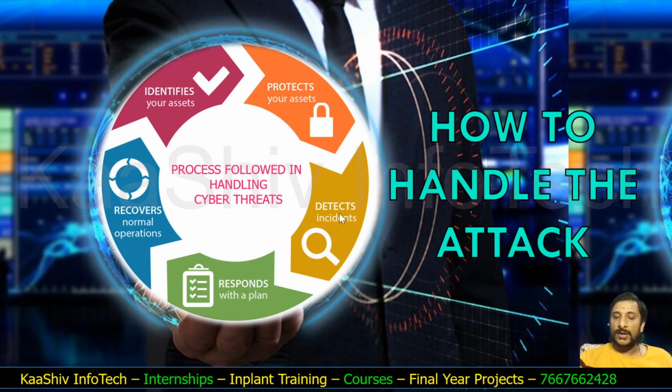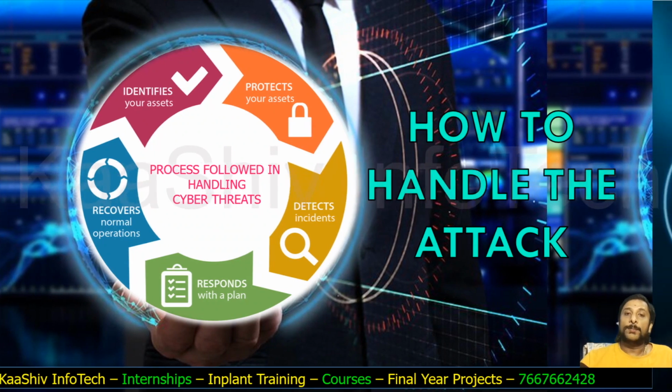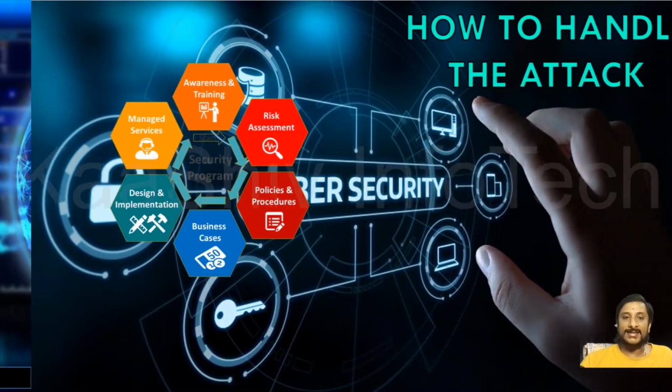So let's have it like this: detect it, respond to it, and recover it. Identify what the problem is and protect your assets. These are really important, and these are like a continuous chain. If you join as a cybersecurity specialist, you'll be following this process. This is your work. This is how people try to handle the attacks.